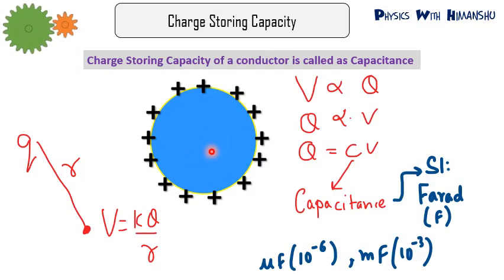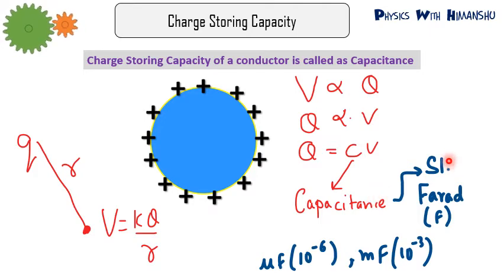Now we have covered the topic that capacitance is charge storing capacity. Now let us discuss a few things about potential that we have already covered before. Due to a charge q at distance r, potential is kq by r. So potential is directly proportional to charge: V is directly proportional to q, or Q is directly proportional to V. Replacing the proportionality with a constant, this constant is called capacitance. That is, Q equals CV.